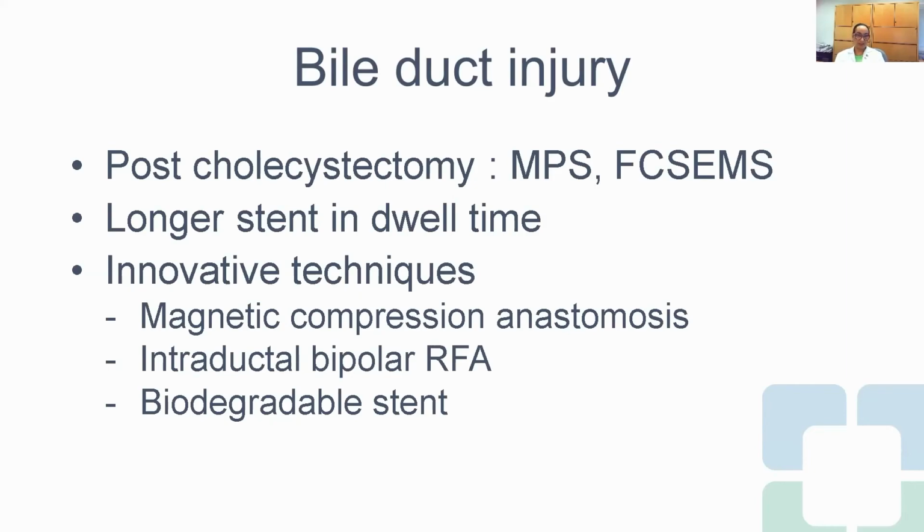In cases where there has been a complete disconnection of the bile duct, innovative techniques like magnetic compression anastomosis have been shown to be helpful in limited data. For example, a study published in GI Endoscopy in 2016 on 37 patients showed a 90% success rate in achieving recanalization and only 2 recurrences at 41-month follow-up. The data on intraductal bipolar RFA and biodegradable stents is limited, but these are the 2 other technologies that we need to keep in mind. We don't have a biodegradable stent available in the United States, something we are looking forward to.